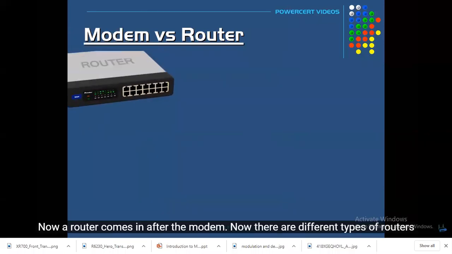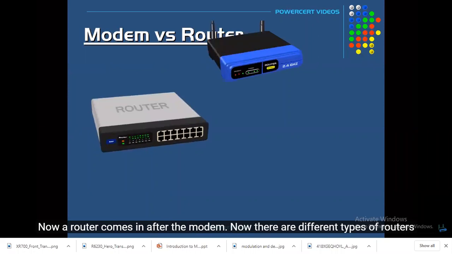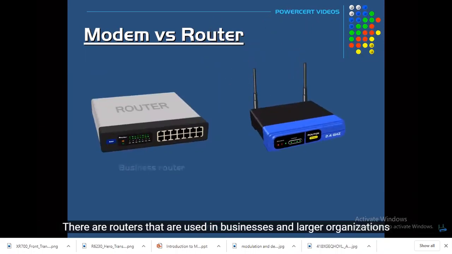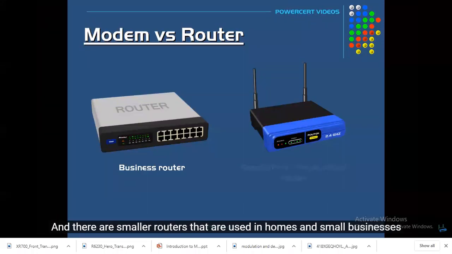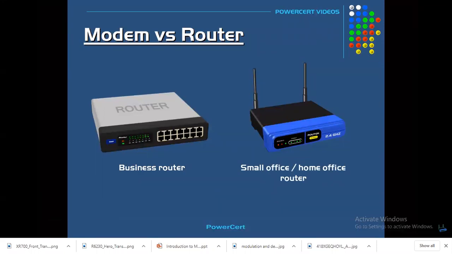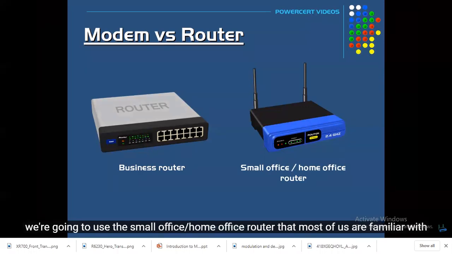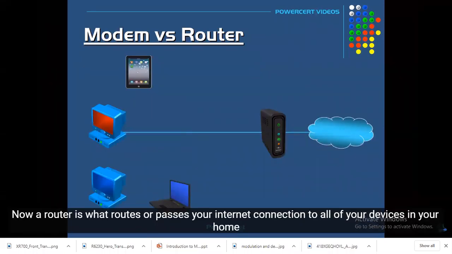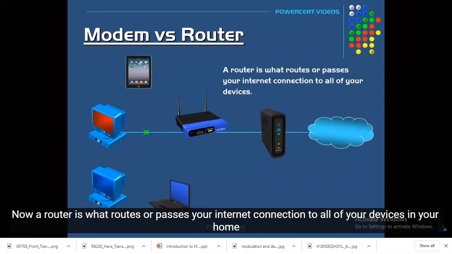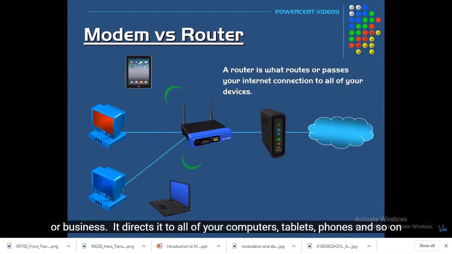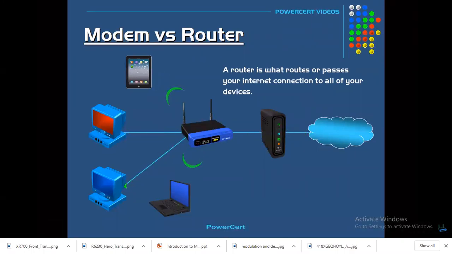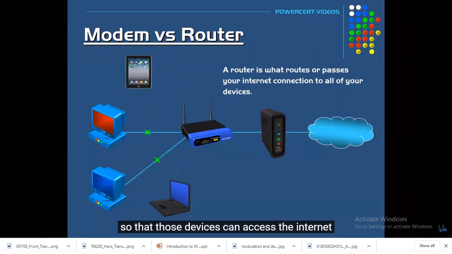Now, a router comes in after the modem. Now, there are different types of routers. There are routers that are used in businesses and larger organizations, and there are smaller routers that are used in homes and small businesses, but they basically do the same thing. But for this video, we're going to use the small office, home office router that most of us are familiar with. Now, a router is what routes or passes your internet connection to all of your devices in your home or business. It directs it to all of your computers, tablets, phones, and so on, so that those devices can access the internet.